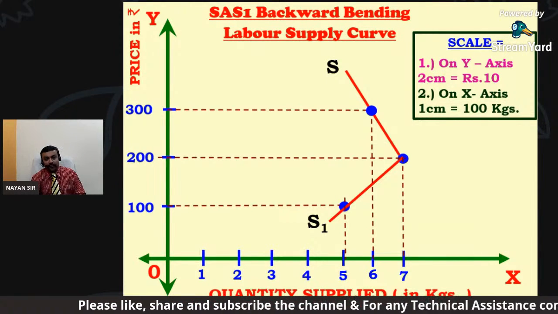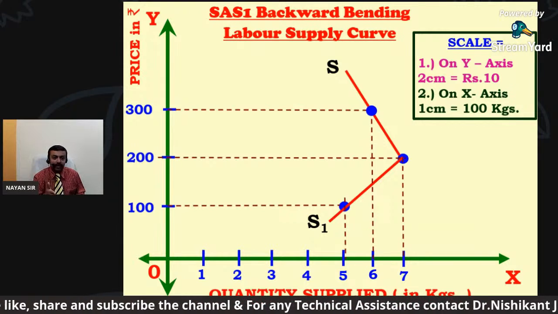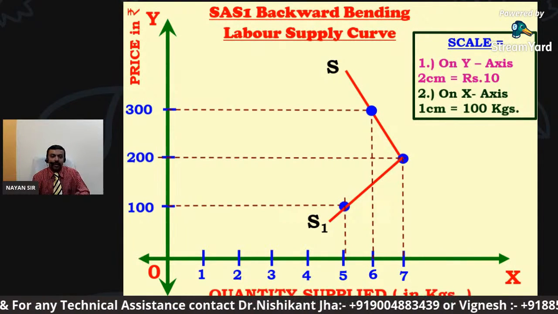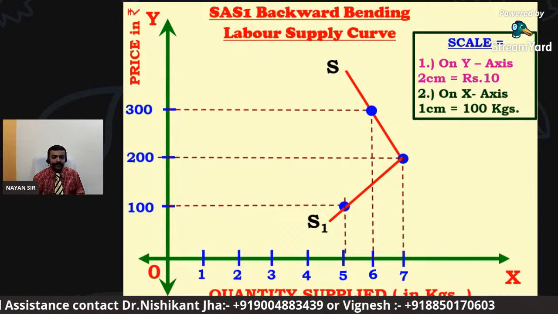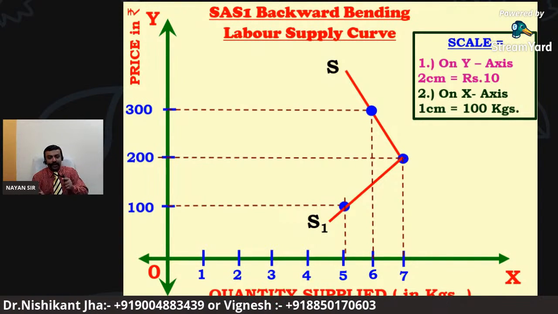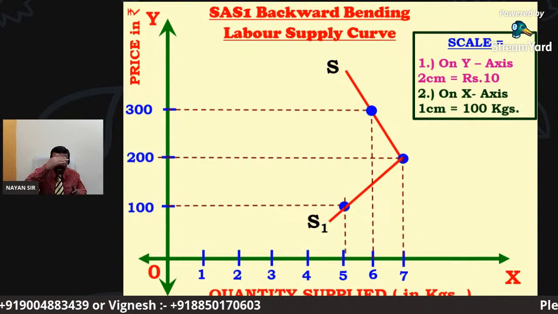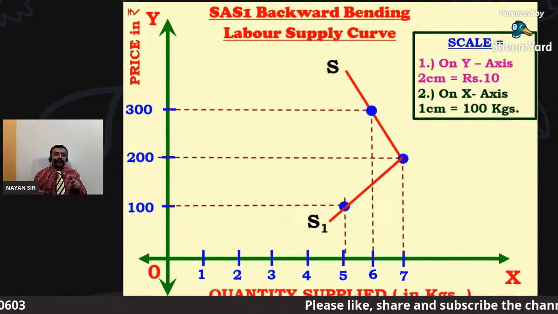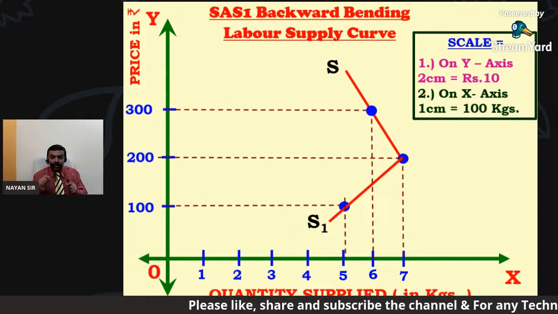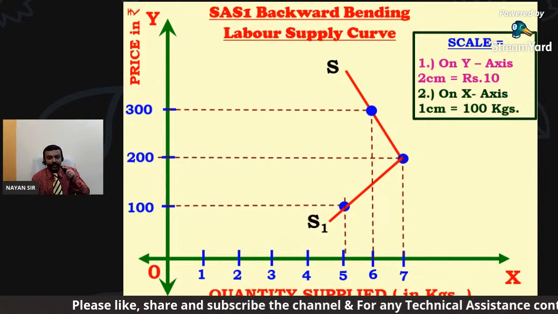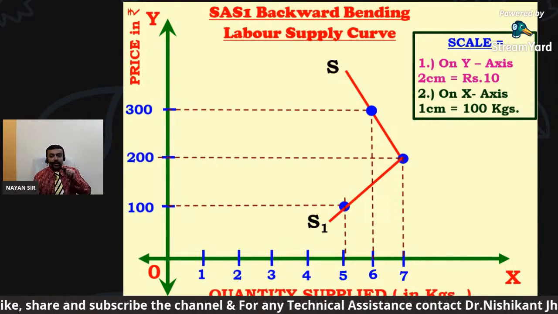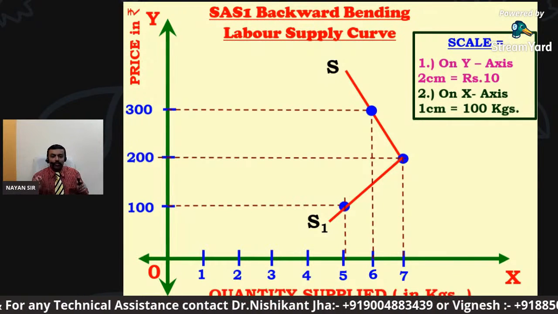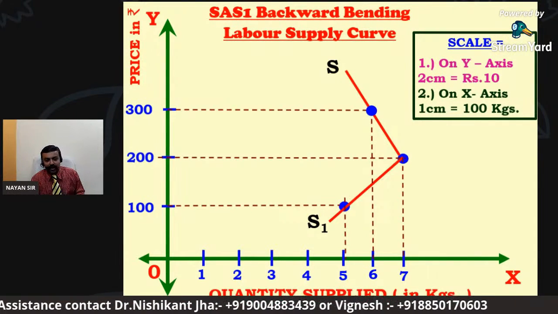So friends, the graph on your screen shows the supply of labor, that is hours of work on the x-axis, and wage rate per hour on the y-axis. The curve on your screen, S1, represents a backward bending curve. It's going here, then it's bending. That is why it is called the backward bending supply curve of labor. Initially, when the wage rate is rupees 100 per hour, the hours of work is 5. The total amount of wages received is rupees 500.